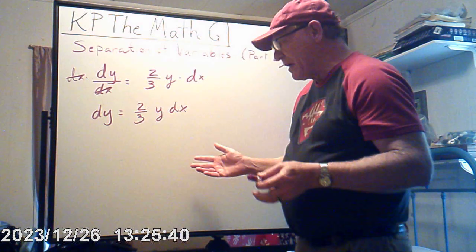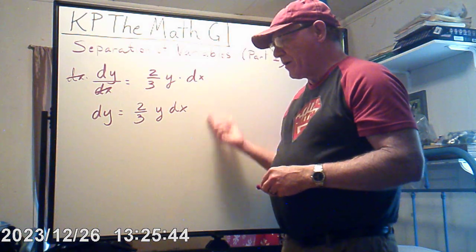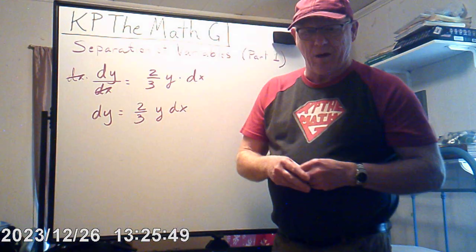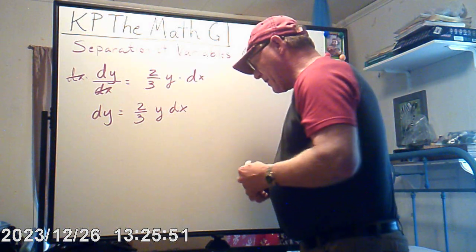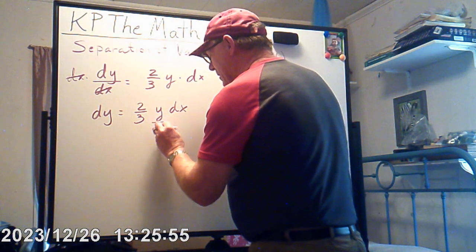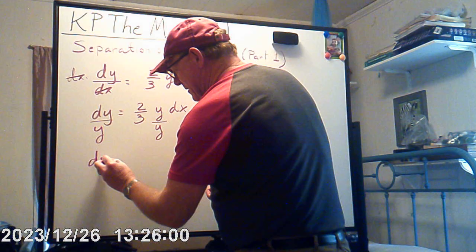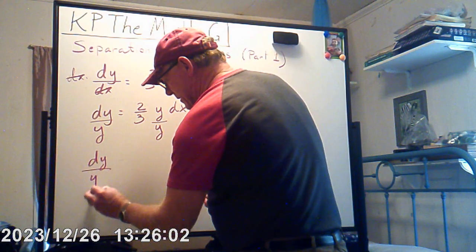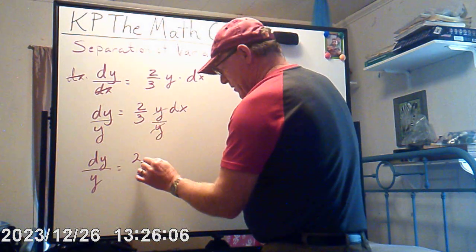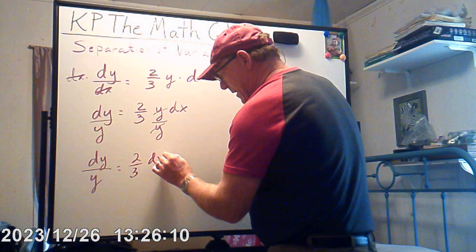So how do we get rid of the y? Well, we can either multiply by 1 over y, or we can simply divide both sides by y. Either way, it does not matter. If we divide by y on both sides, this side should be familiar to you. dy over y is now 2/3 dx.